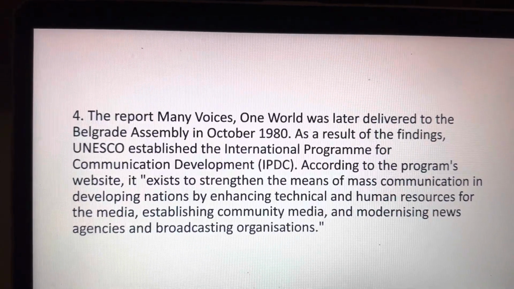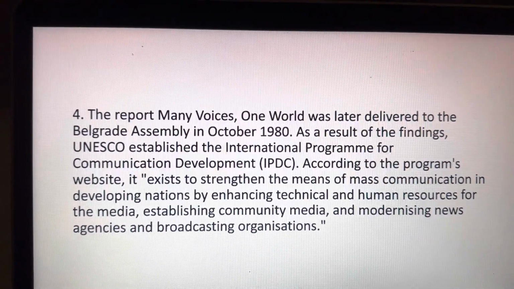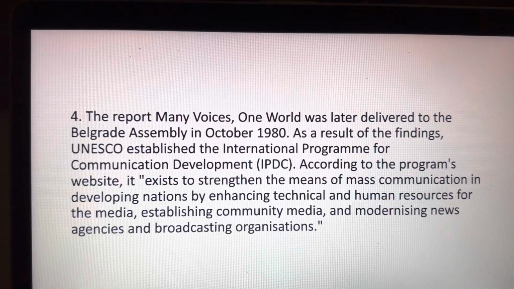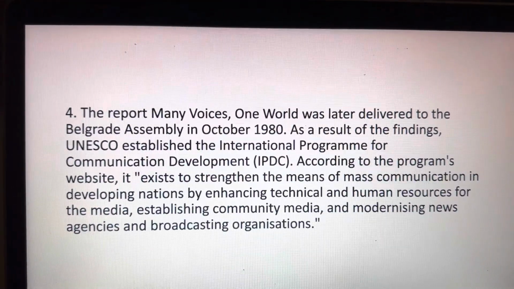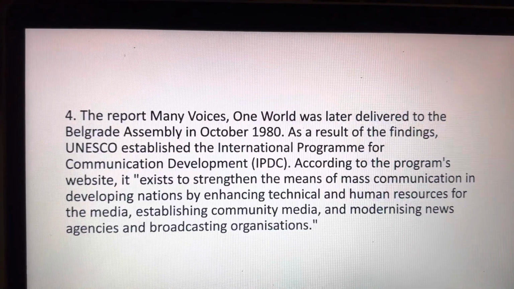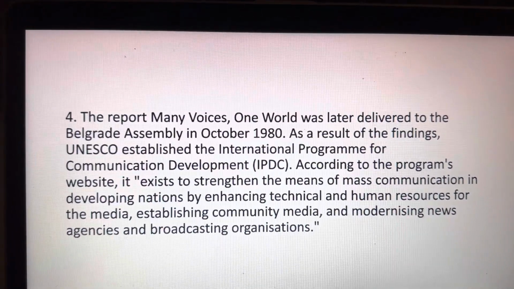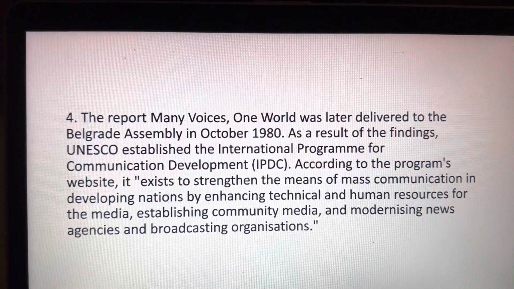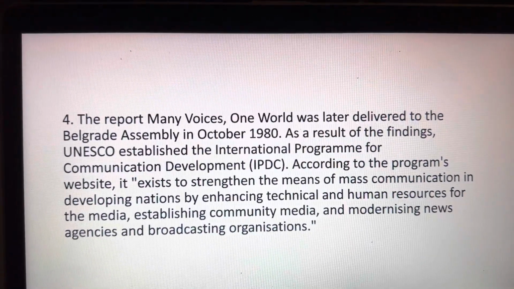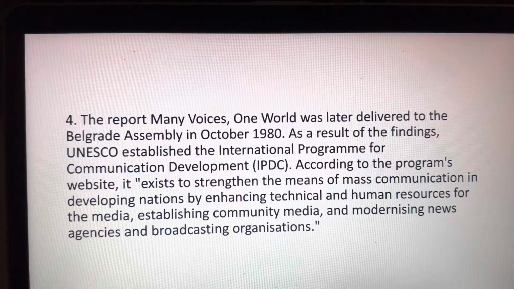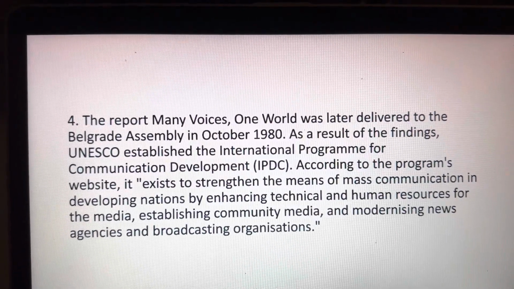As a result of the findings, UNESCO established the International Programme for Communication Development. According to the program's website, it exists to strengthen the means of mass communication in developing nations by enhancing technical and human resources for the media, establishing community media, and modernizing news agencies and broadcasting organizations.